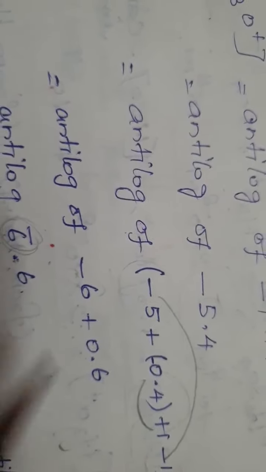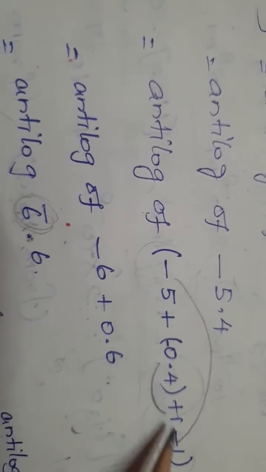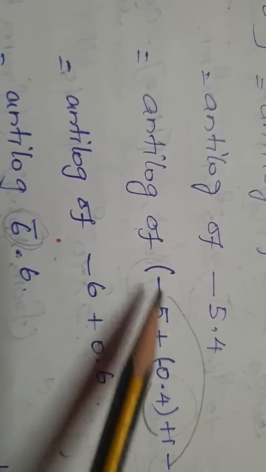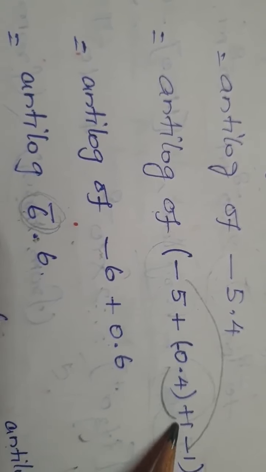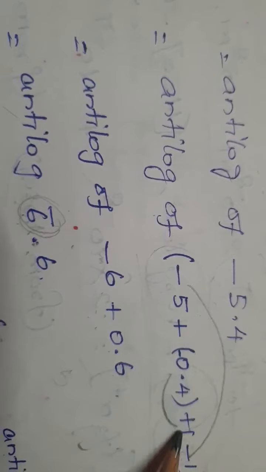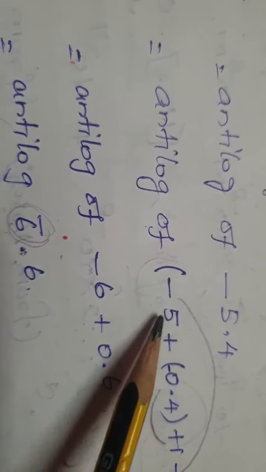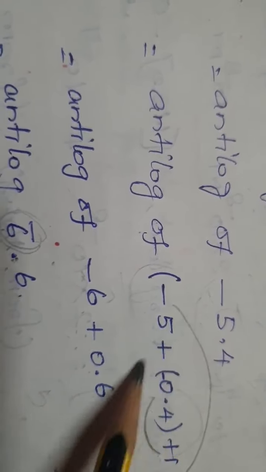Whenever you are going to take the antilog of a negative number, you have to add +1 and -1. When the sign is negative and you are taking the antilog, what should you do? That is a rule: you have to add +1 and -1. Because +1 and -1 will cancel, the value will not change. So whenever you are taking the antilog of a negative number, you have to do this.